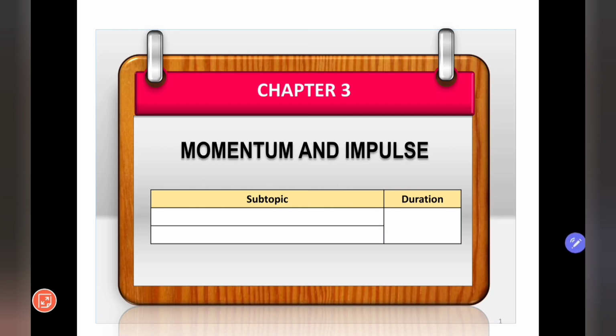The topic is momentum and impulse. There are two subtopics here, which are 3.1 linear motion and 3.2 conservation of linear momentum. And the time suggested here is 0.5 hours or 30 minutes. Alright, so we just start by 3.1, which is under linear motion.